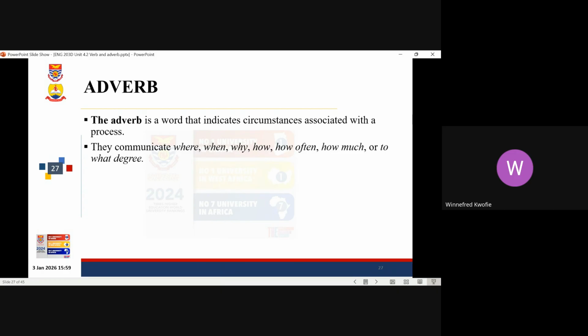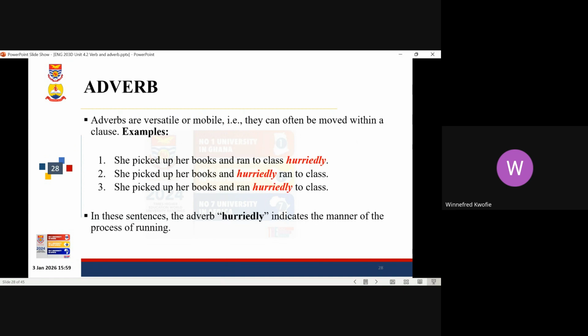One feature of an adverb is that it is mobile. An adverb can begin a clause. It can be in the middle of a clause. It can be at the end of a clause. She picked up her books and ran to class hurriedly. She picked up her books and hurriedly ran to class. She picked up her books and ran hurriedly to class. You can have "yesterday": She came here yesterday. Yesterday she came here. So adverbs are mobile. You can move them anywhere within the clause.